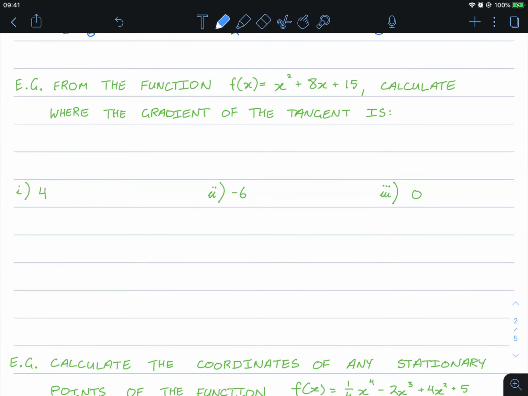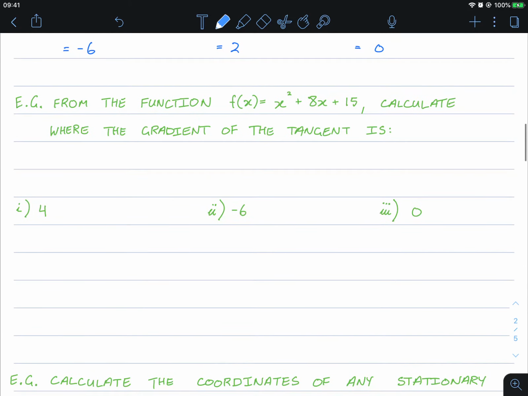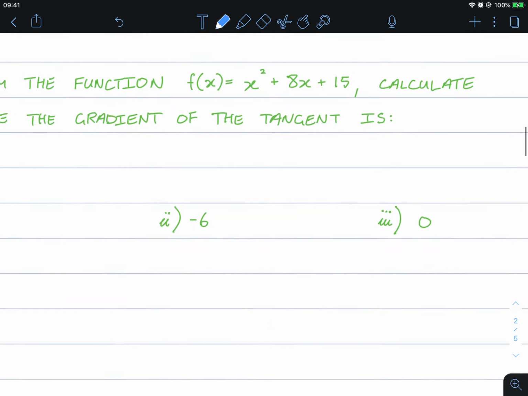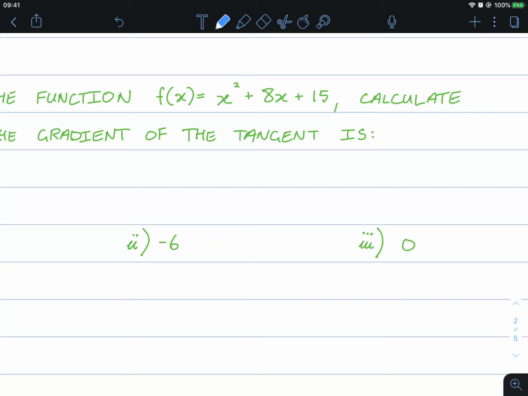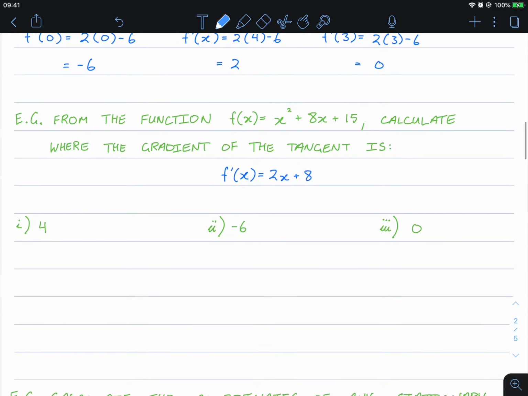So from this function, calculate where the gradient of the tangent is 4, negative 6, or 0. Whenever we're asked to find the gradient of tangents, we should immediately go to find the derivative. So f prime of x is equal to, differentiating this expression, 2x plus 8. Now reading the question very carefully, it's saying that the gradient of the tangent is 4.